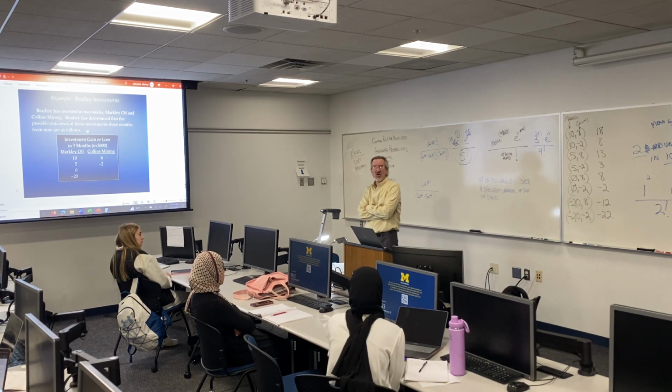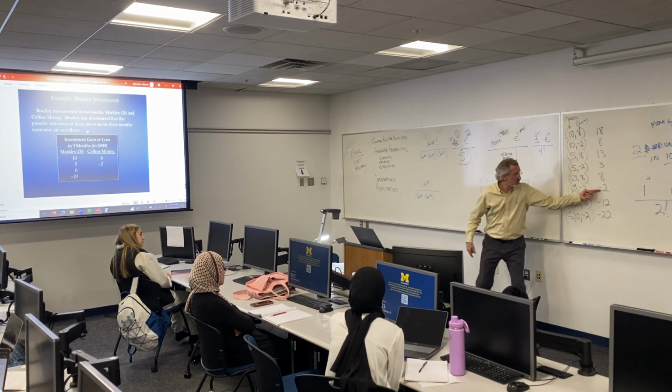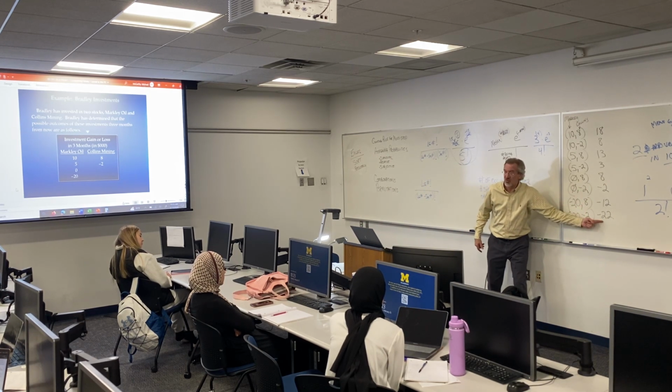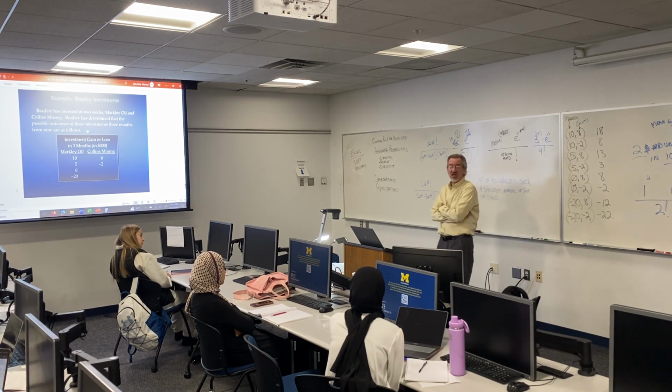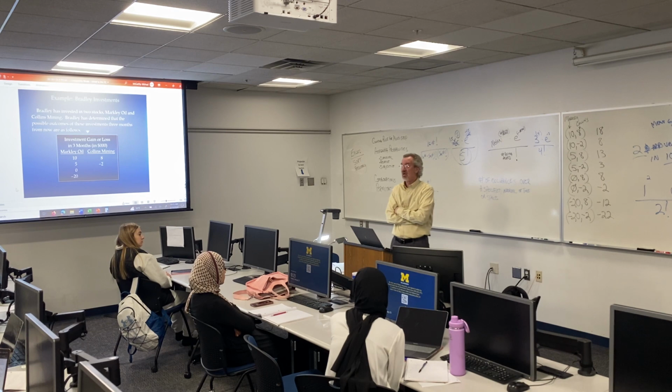My question for you is, out of these 8, how many could we lose money? 3. The bottom 3: we could lose 2,000, lose 12,000, or lose 22. So in 3 out of the 8 we could lose money, which means 5 out of the 8 we could make money.